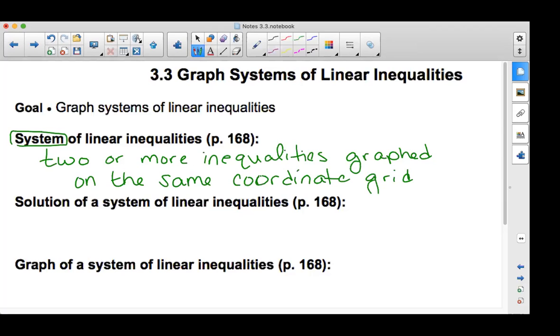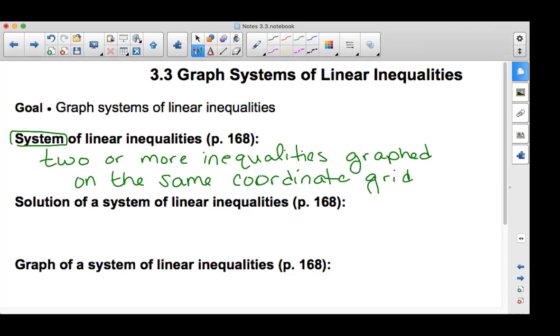So we were graphing 2 systems of equations. We were trying to find where they intersect. That was the solution of a system of equations. Now we're graphing a system of inequalities, 2 or more inequalities graphed at the same time. Remember, we're going to have those inequality symbols, the greater than and the less than sign. A solution of a system is where the 2 lines meet, because it's one ordered pair.